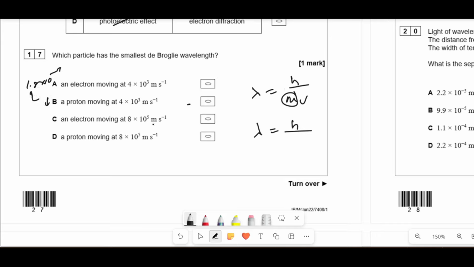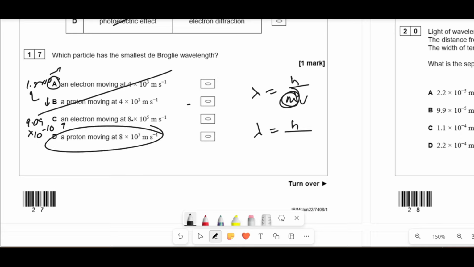Now, if we look at the electron moving at that velocity, so if I do that, that's going to be, what, 8 times 10 to the 5? Which is, what, 9.09 times 10 to the minus 10, versus times 10 to the minus 7. So that's smaller than this, right? So that means these two can be knocked out. But if you look, a proton is moving at this speed. Well, if they've got the same speed, but this mass is higher because the proton has more mass, then it has to be D, so that one's the smaller one.